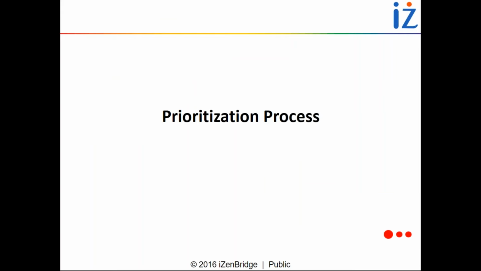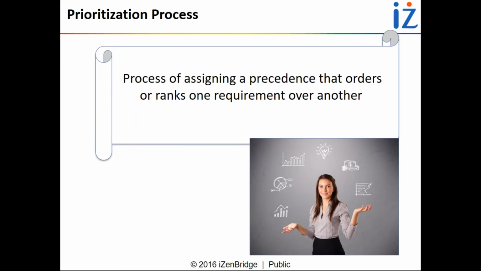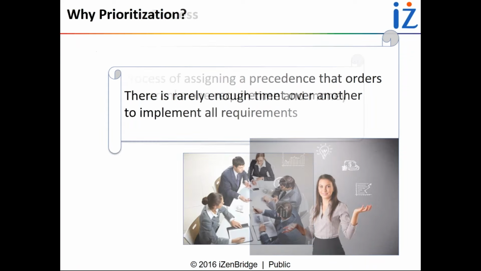So let's have a discussion about the requirement prioritization process. So what is the requirement prioritization process? It is a process of assigning a precedence that orders or ranks one requirement over another. When you have 10 requirements, which requirement will you implement first? For that, you consider various parameters, and on the basis of those parameters, you rank one requirement against another, and requirements which get high ranking are implemented first. So this is the process of requirement prioritization.